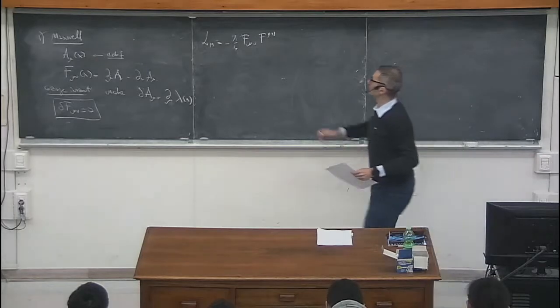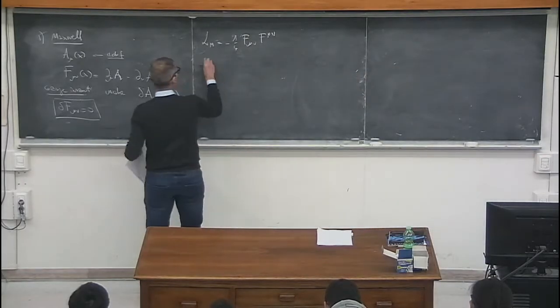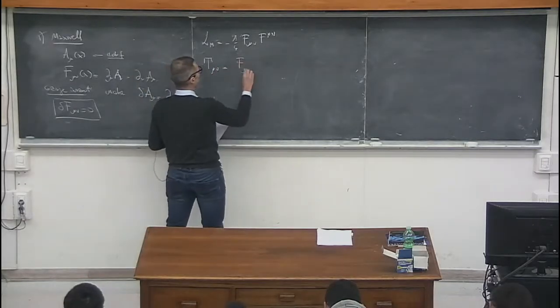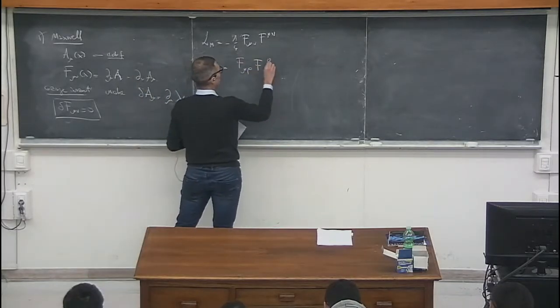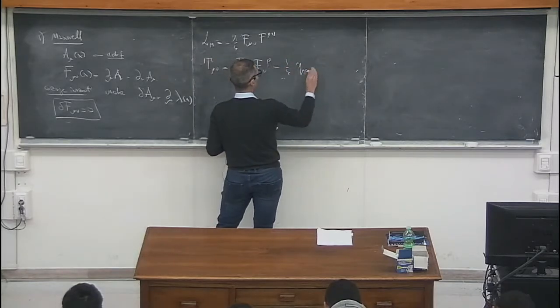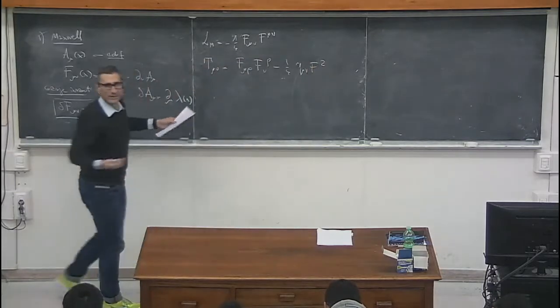Now, of course, this is not the only gauge invariant operator that you can build. For example, you can build the energy momentum tensor. In this case, there's something like F_{μν}F^{νρ} minus 1/4 of η_μ^ρ F². Okay, this is another gauge invariant operator.